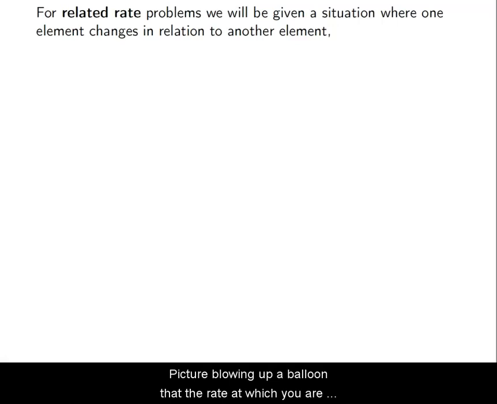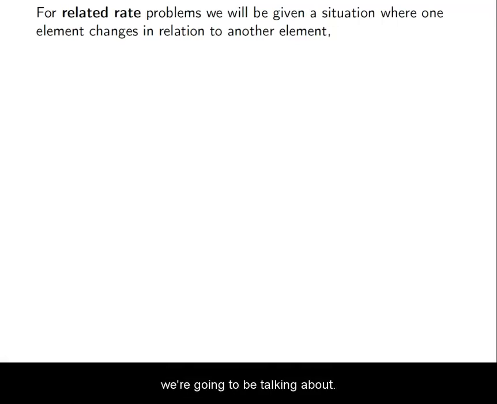A common example of this is if you're blowing up a balloon, the rate at which you are blowing air into the balloon will cause the volume of the balloon to expand at a certain rate. So there's a relationship there. The faster you blow into the balloon, the faster the volume expands. The slower the rate at which you are putting air into the balloon, the slower the rate at which the volume expands. That's what we're going to be talking about here.